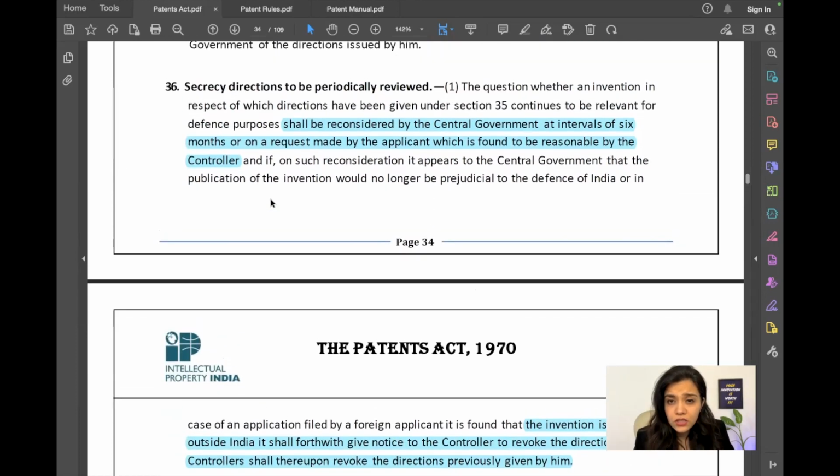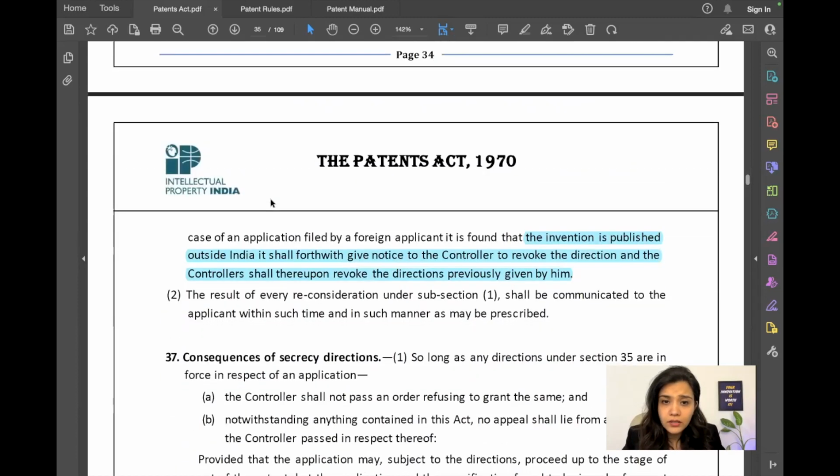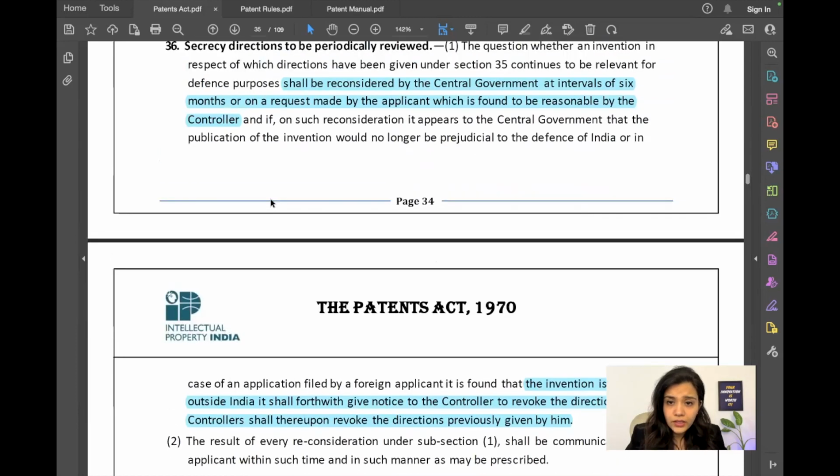So this just means that at every interval of 6 months, the central government should see whether this application is still prejudicial to defense purpose or not. If it is not, the central government will lift the secrecy direction. Otherwise, they'll ask the controller to keep the secrecy directions there only. So one case is this.